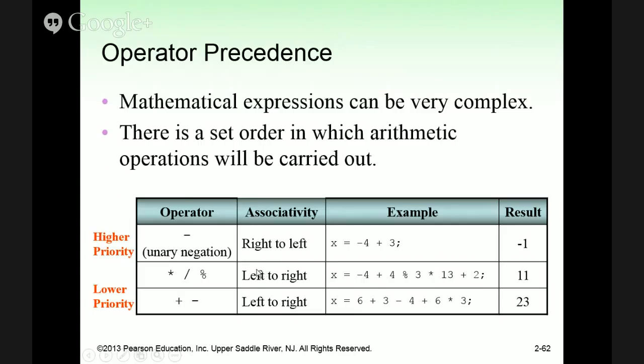We also have to remember that within those operators, they are executed left to right. So in this particular example here, -4 plus 4 modulus 3 times 13 plus 2, this part, 4 modulus 3, is executed first before we multiply times 13. And then the last priority is addition and subtraction.